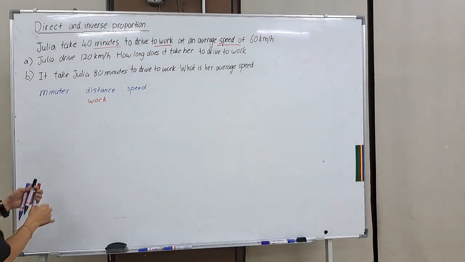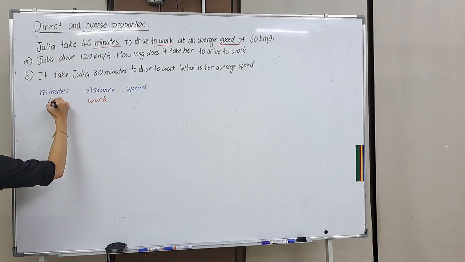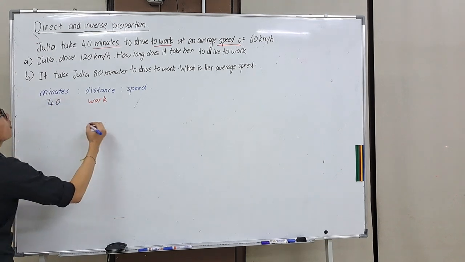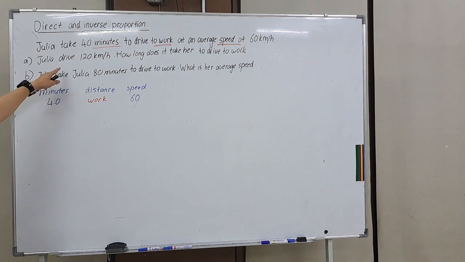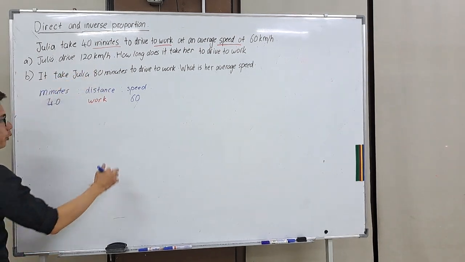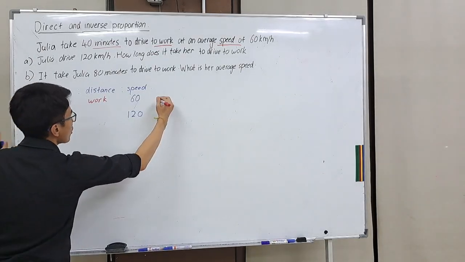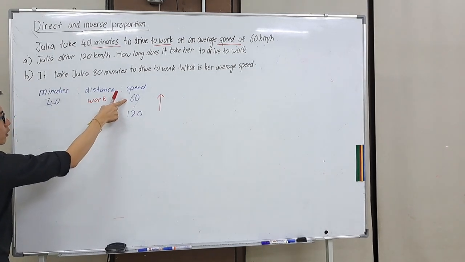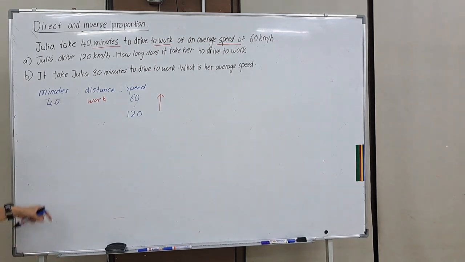So what information do we have? She took 40 minutes and 60 kilometers per hour. But now she increased her speed from 60 to 120. All right, so let me write down this first. She increased her speed from 60. She will take 40 minutes to reach work, but now she increased the speed.